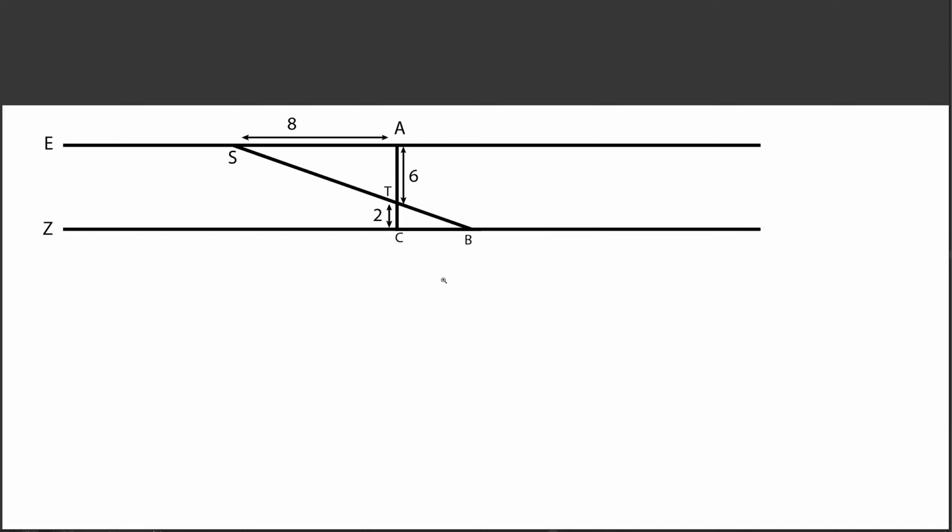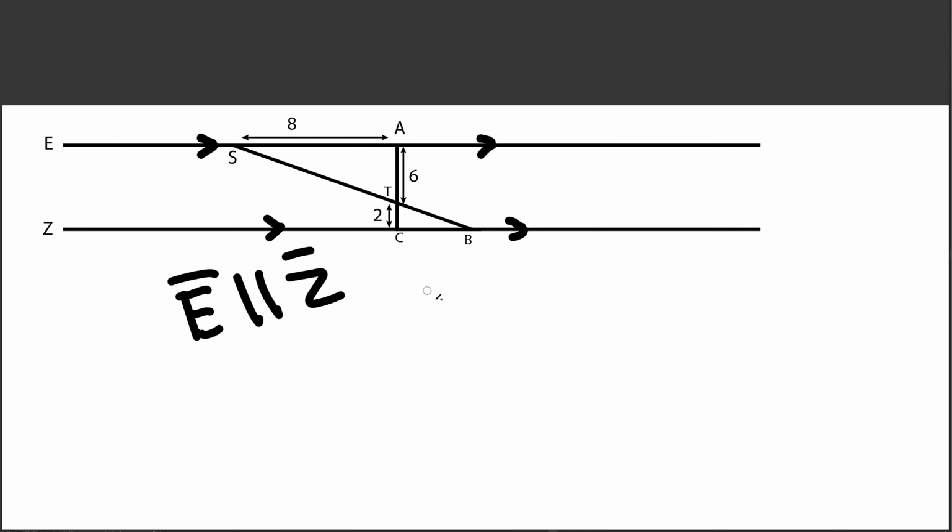So the first thing that I want to go over is using the Pythagorean theorem. So I'm going to say that E is parallel to Z. So in this case, these are parallel lines. I could just draw the arrows right here. So E is going to be parallel to Z, and what we're trying to do is find SB. So the first thing we're going to do, we realize that ST is this bigger triangle, and we already have two sides of it. So let's use the Pythagoras equation.